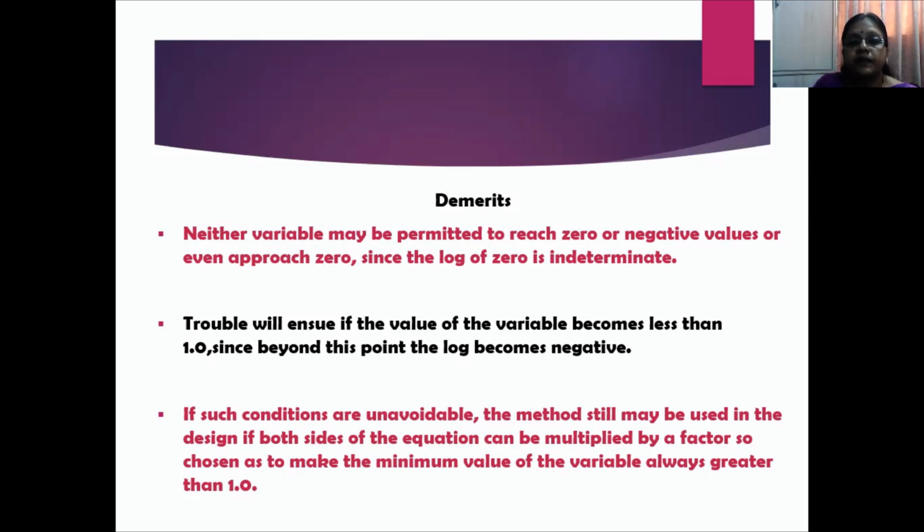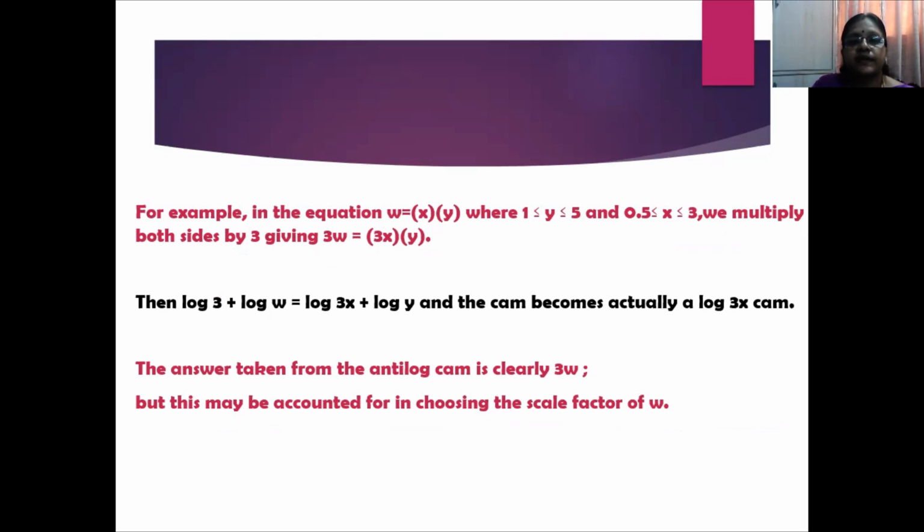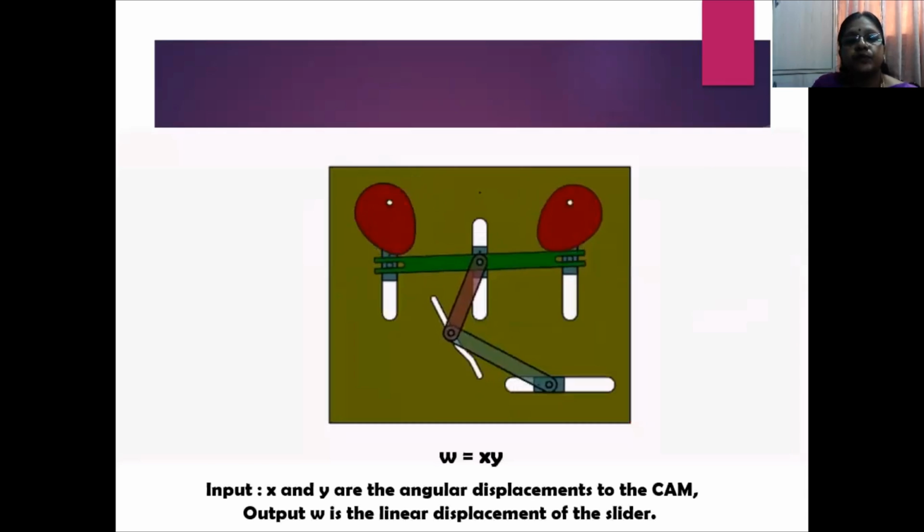If such conditions are unavoidable, the method still may be used in the design if both sides of the equation can be multiplied by a factor so chosen as to make the minimum value of the variable always greater than 1. For example, if I want W equal to X into Y, where Y is between 1 and 5 and X is between 0.5 and 3, then we multiply both sides of the equation by 3. So you get 3W equal to 3X into Y. If I take logarithm on both sides, it becomes log 3 plus log W equal to log 3X plus log Y, and the cam becomes a log 3X cam. The answer taken from the anti-log cam is clearly 3W, but this may be accounted for in choosing the scale factor of W. So that's how you can handle this particular mechanism for a multiplication of two variables.